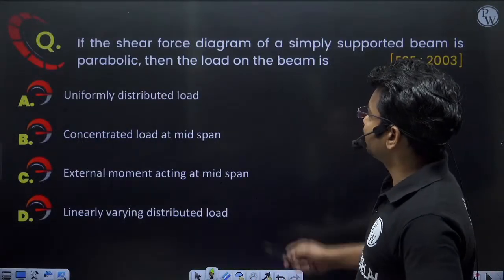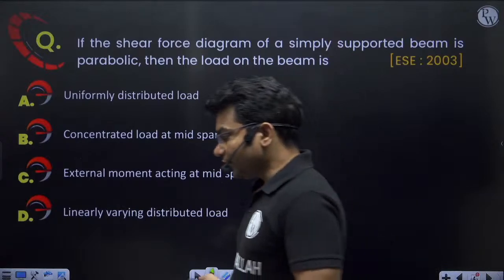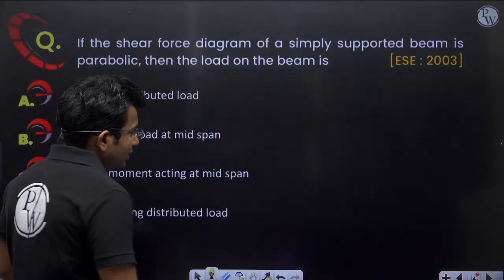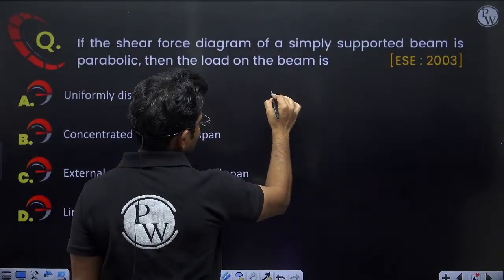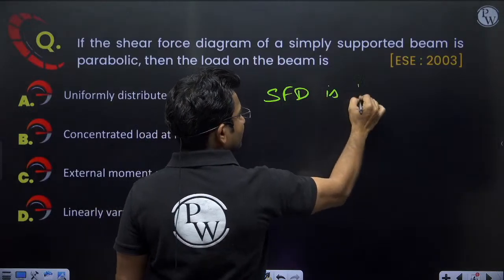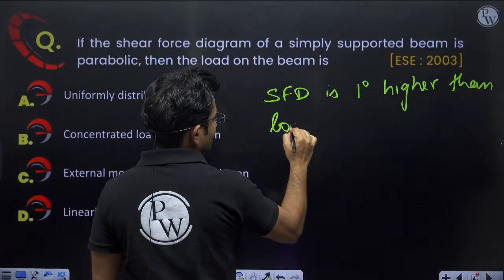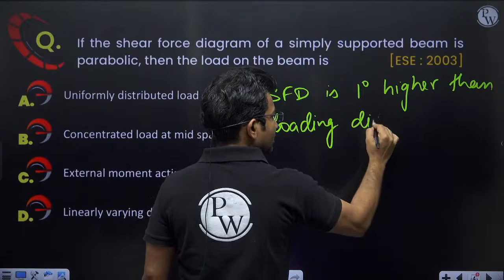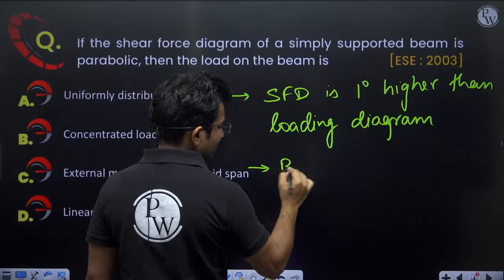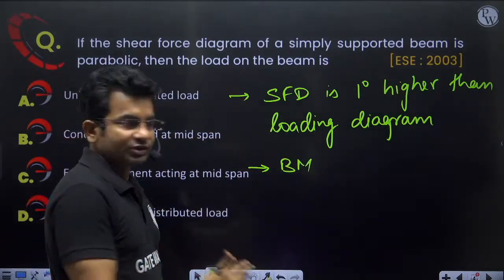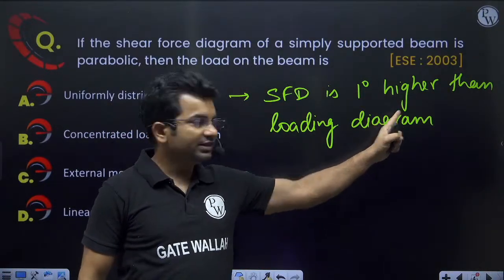Question number 1. If the shear force diagram of a simply supported beam is parabolic, then the load on the beam is. So if shear force diagram is parabolic, you already know that SFD is 1 degree higher than the loading diagram. Also bending moment diagram is 1 degree higher than shear force diagram, although this part is not needed in this question. In this question we only need that shear force diagram is 1 degree higher than the loading diagram.